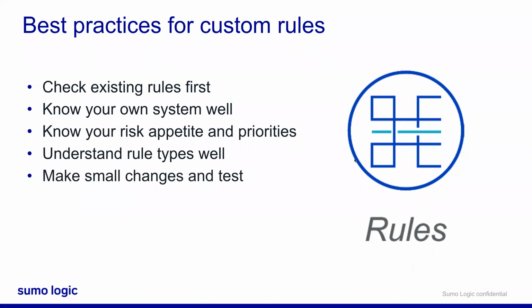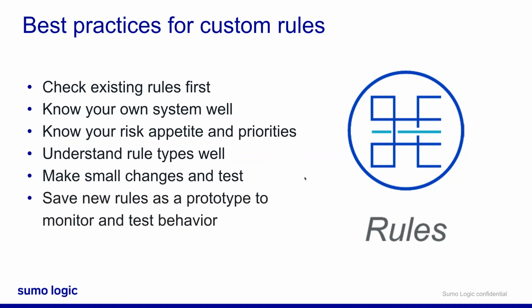This is probably more general best practice than just for Sumo, but make small changes and test them. When you create a new rule or edit an existing one, make small changes. For example, if you want to decrease your severity score from an 8 to a 2, maybe don't go that drastic. Maybe change it from an 8 to a 7, and then monitor the change for a while and see how that's going. Another best practice is saving all new rules as a prototype. This allows you to monitor the rule's behavior without creating new insights and alerts. It's basically like running a prototype, a test version, if you will.